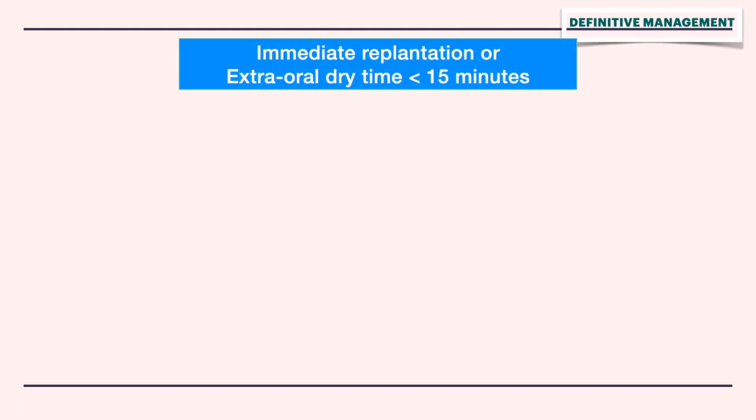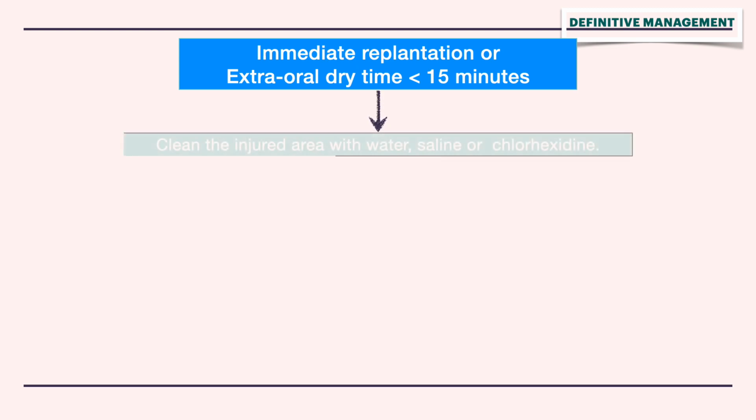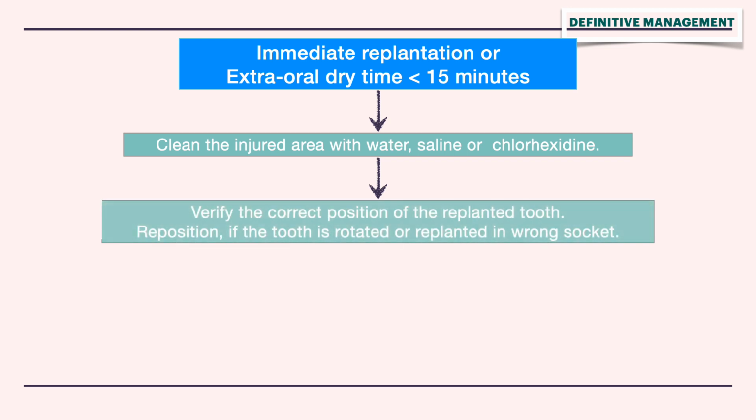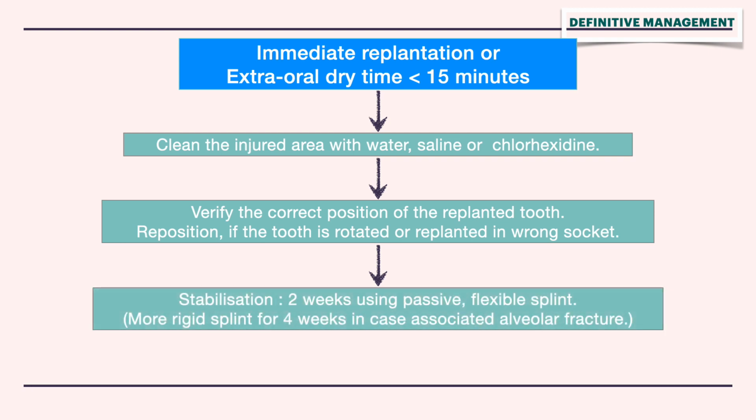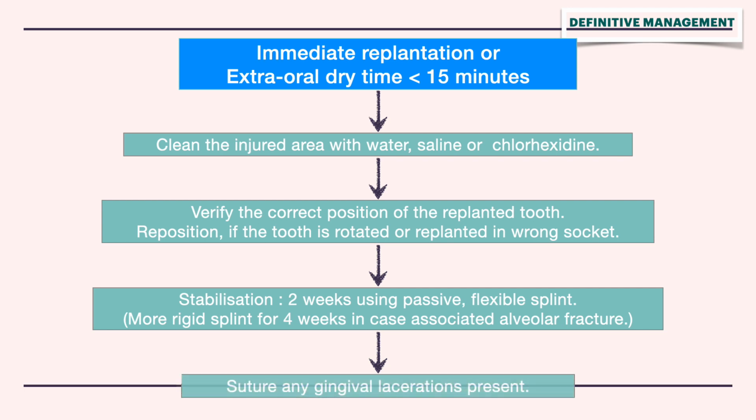Now, if the tooth is replanted immediately or the extraoral dry time is less than 15 minutes, the injured area should be cleaned with water, saline or chlorhexidine. The correct position of the replanted tooth is verified and any repositioning required is done. The tooth should be stabilized using a passive flexible splint for 2 weeks. A more rigid splint for 4 weeks is recommended in case of associated alveolar fracture. Any gingival lacerations present should be sutured.